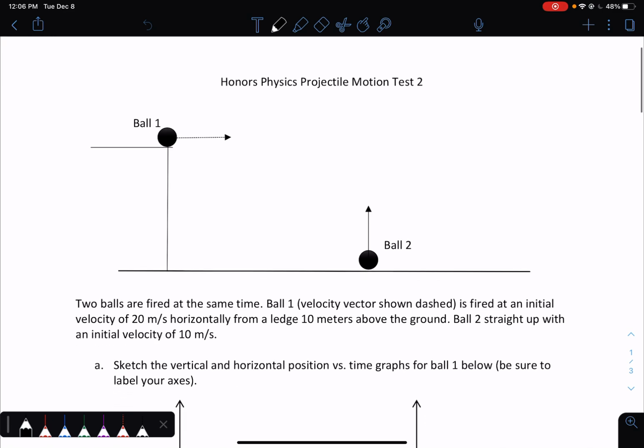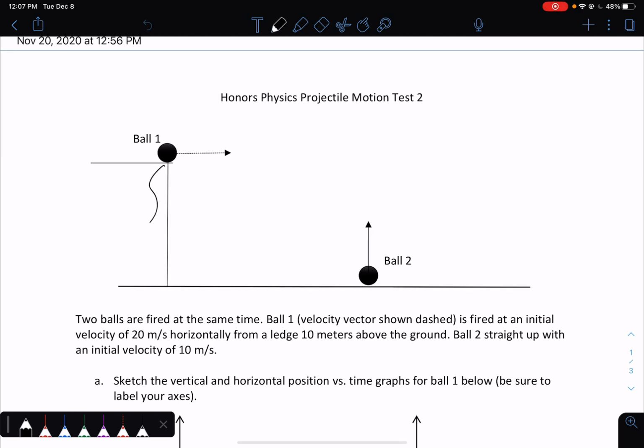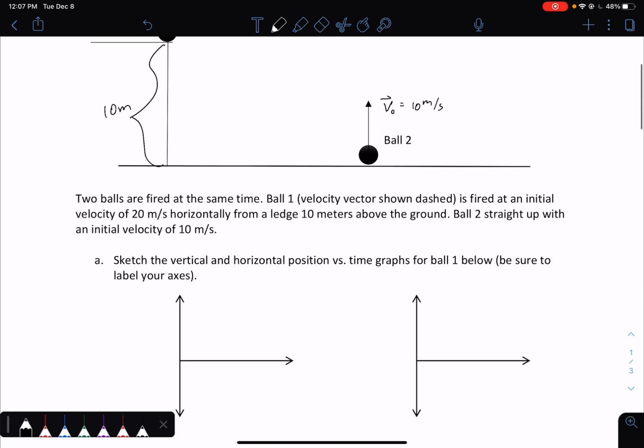So here we had two projectiles, one fired horizontally from a height that was 10 meters off the ground, and it was fired with an initial velocity of 20 meters per second. And the other ball was fired straight up with an initial velocity of 10 meters per second. And the first graph is all about ball one, the ball that's actually fired.